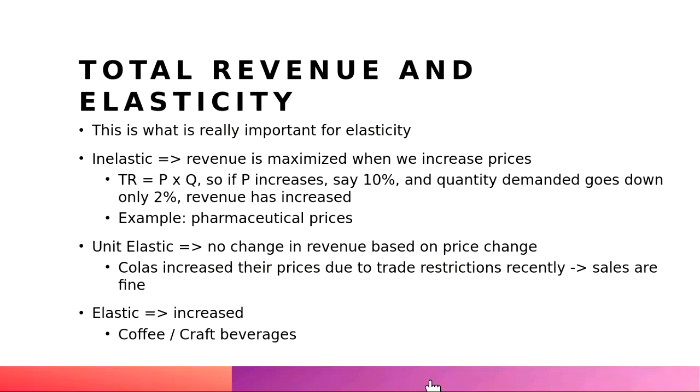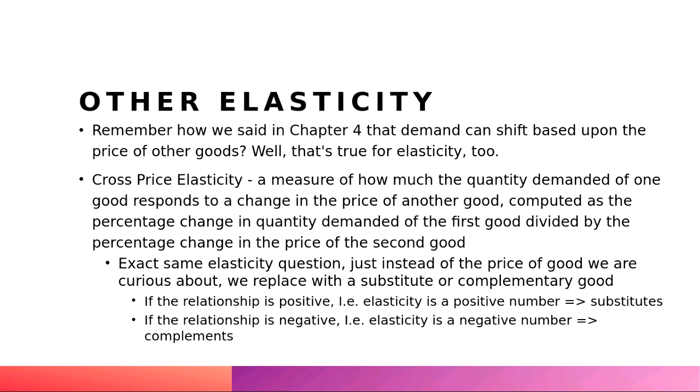And the relationship between elasticity and an elastic good and total revenue. Other elasticities, well, remember how we said in chapter 4 that demand can shift based upon the price of other goods? Well, that's true for elasticity too. Cross-price elasticity is a measure of how much the quantity demanded of one good responds to a change in the price of another good, computed as the percentage change in quantity demanded of the first good divided by the percentage change in the price of the second good.